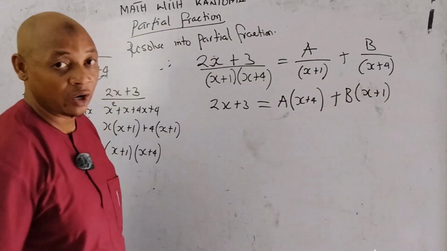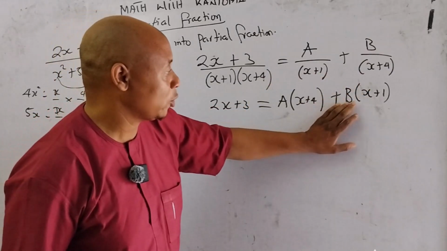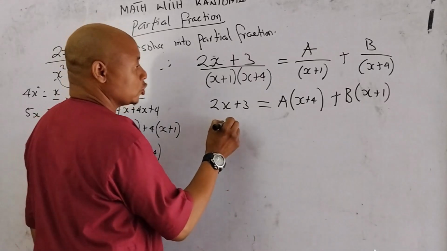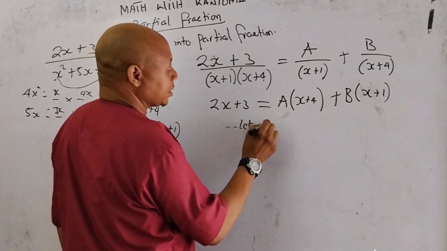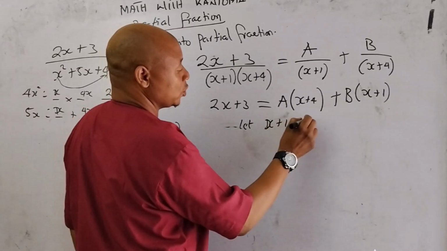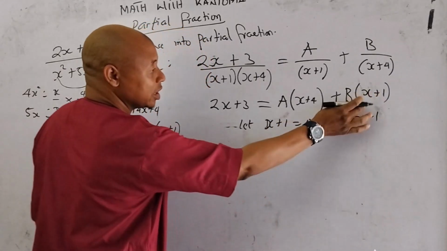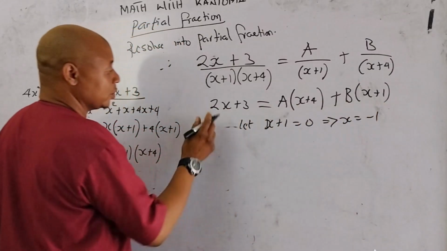So now I want to use the cover-up method. I want to cover b and find a. So to cover b, we must let this expression be equal to 0. Therefore, to cover b, we let x plus 1 be equal to 0. So it implies that x is equal to minus 1. So if x is minus 1, then b is 0. So we substitute x to be minus 1 in the whole of this equation.